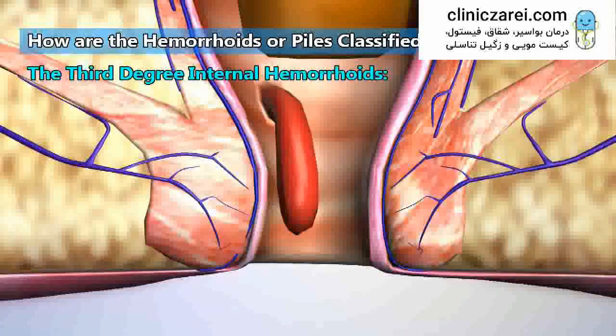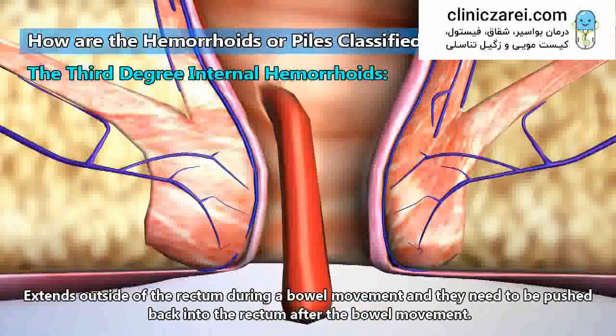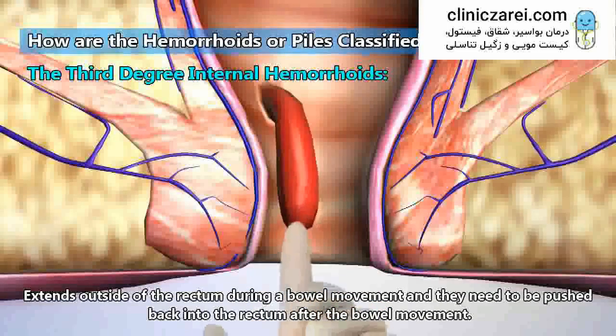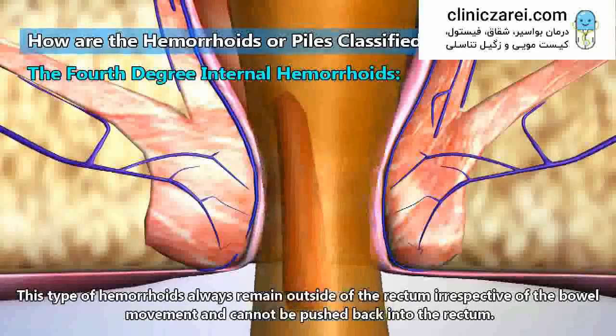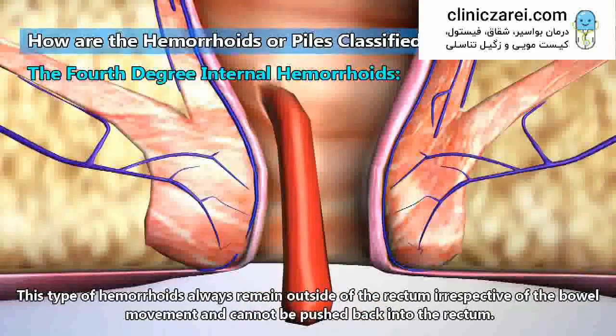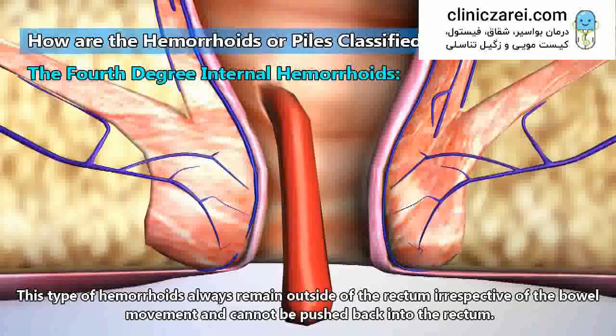The third degree internal hemorrhoids extend outside of the rectum during a bowel movement, and they need to be pushed back into the rectum after the bowel movement. The fourth degree internal hemorrhoids. This type of hemorrhoids always remains outside of the rectum irrespective of the bowel movement and cannot be pushed back into the rectum.